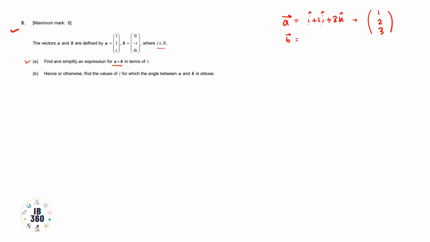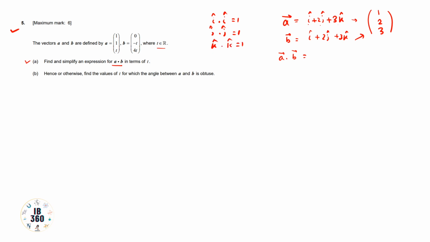And say the b vector equals to again i plus 2j plus 3k. So again we can write b in this way. This is just one example. So if we do a vector dot b vector, then we just need to multiply all these things. The rule for multiplication is i dot i is equals to 1, j dot j equals to 1, and k dot k equals to 1.